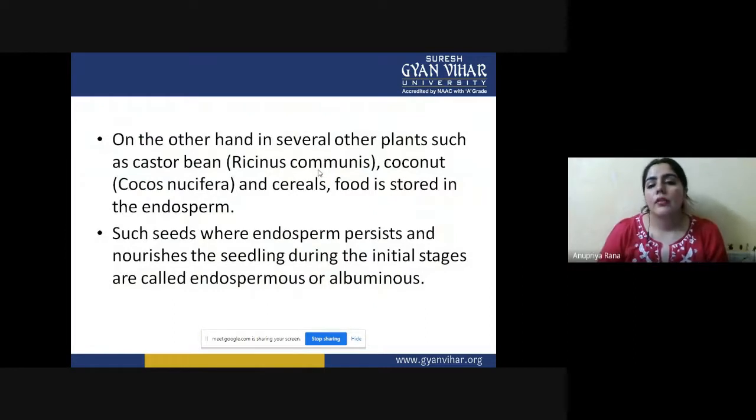On the other hand, in several other plants such as castor beans, coconut, and some cereals, food is stored in the endosperm. So some plants have food storage in the form of endosperm. Such seeds where endosperm persists and nourishes the seedling during the initial stage are called endospermous or albuminous seeds. So the presence of endosperm at maturity or not can also be a basis of classification of seeds. If it is present, they will be called endospermous seeds. If it is not present, they will be called non-endospermous seeds.